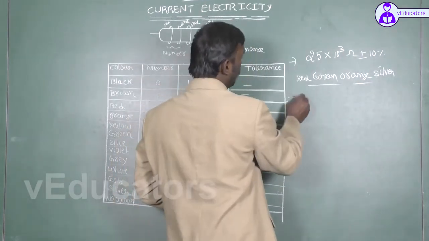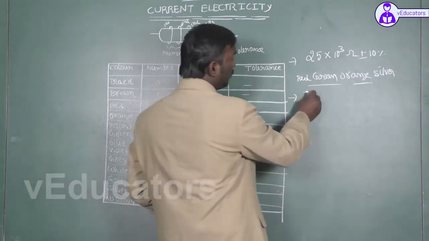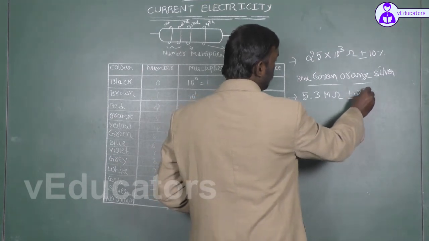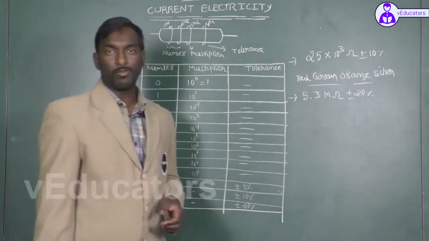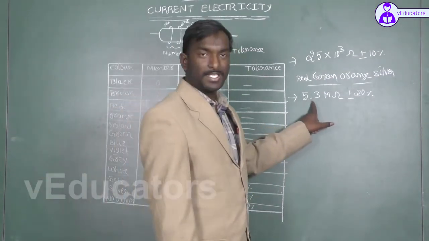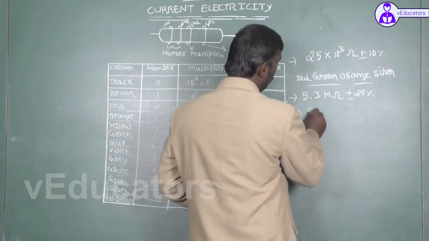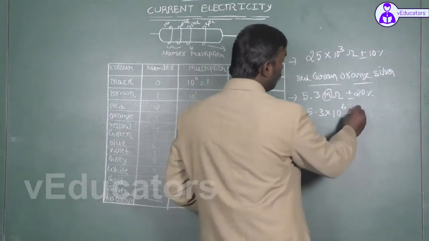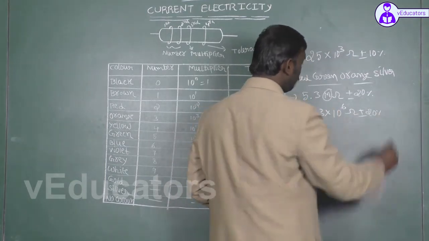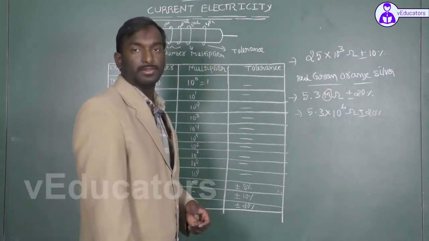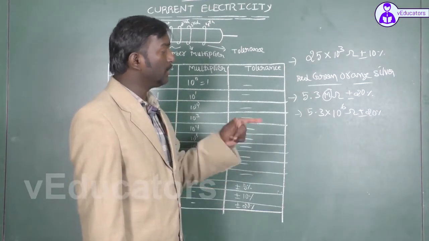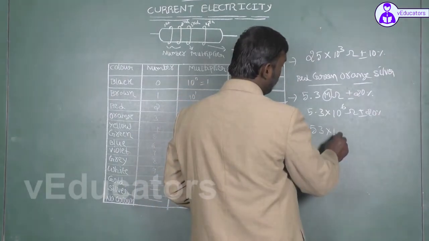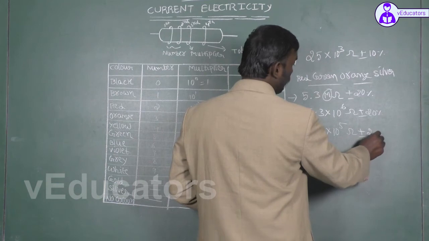In the same way, we'll take one more example. I'll ask you to find the color coding for 5.3 mega ohm plus or minus 20%. I can remove the decimal point. I'll write 5.3 into 10 power, mega means 6, ohm plus or minus 20%. Then it is 5.3 into 10 power 6. I can write it as 53 into 10 power 5 ohm plus or minus 20%.